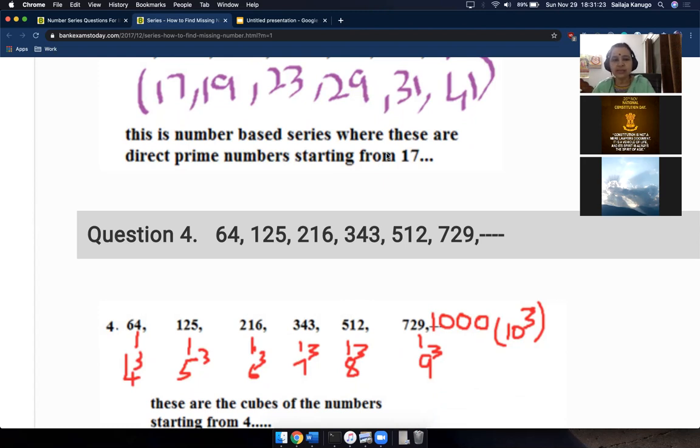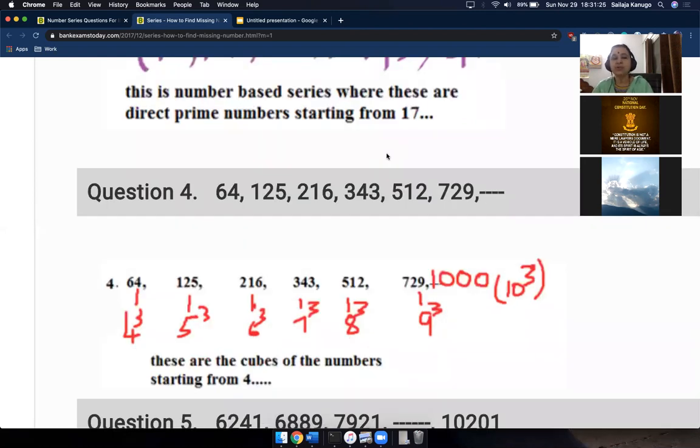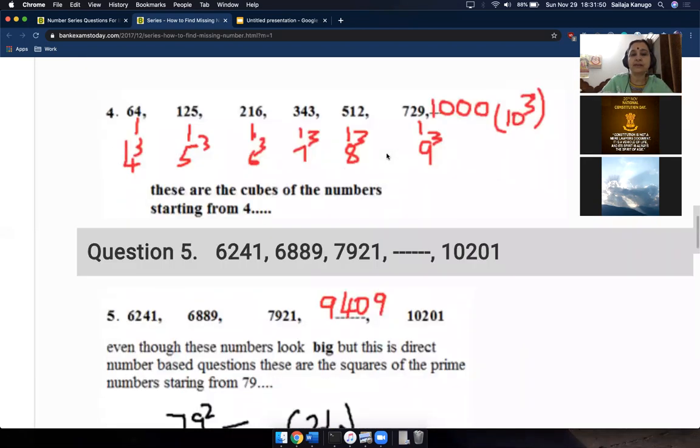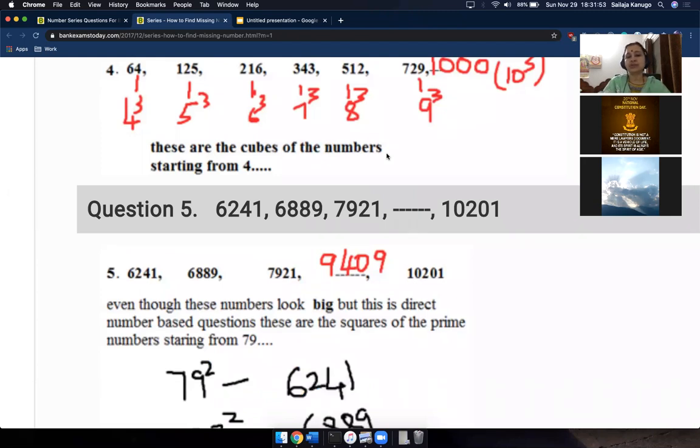So what are the numbers for which they are cubes? 4 cube, 5 cube, 6 cube, 7 cube, 8 cube, 9 cube. So the next number is automatically 10 cube. So the number in the series in this question will be 10 cube. 10 cube is 1000. Is it clear? Clear, Ashwini and Sneha? Yes, ma'am. Now, coming to the next question.